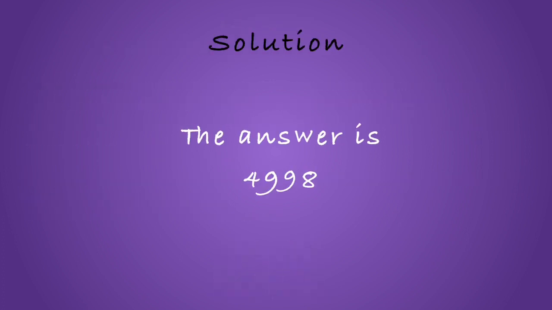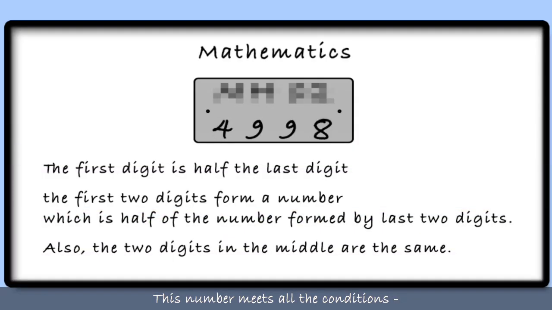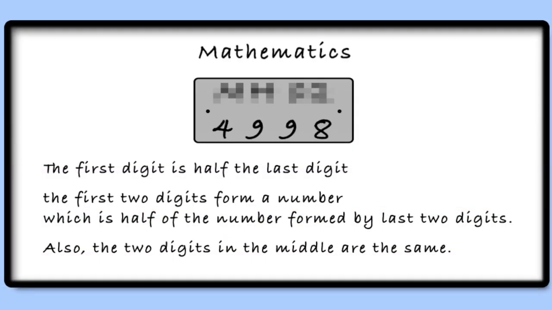The answer is 4998. This number meets all the conditions. The first digit is half the last digit, and the first two digits form a number which is half of the number formed by last two digits. Also, the two digits in the middle are the same.